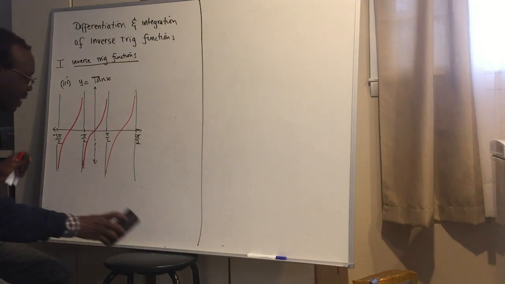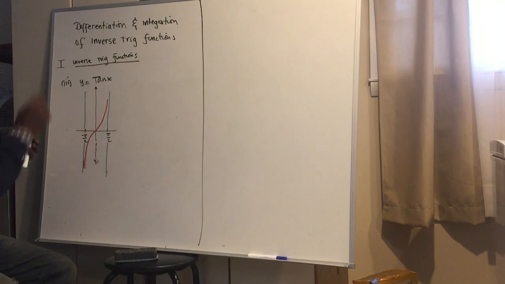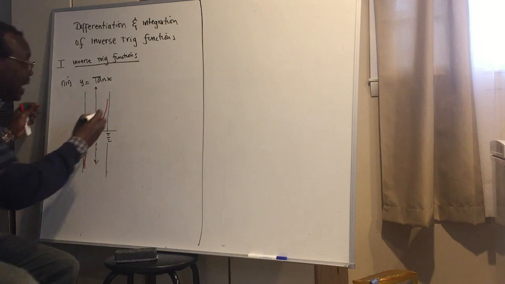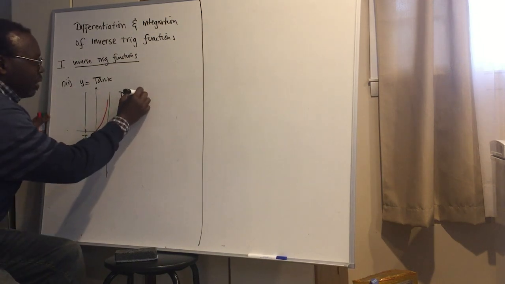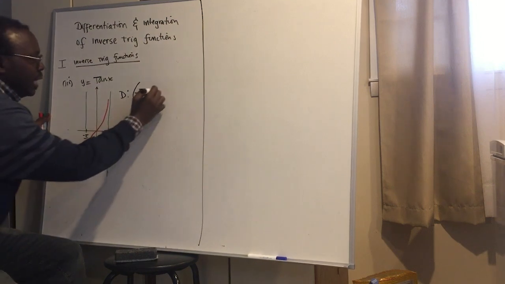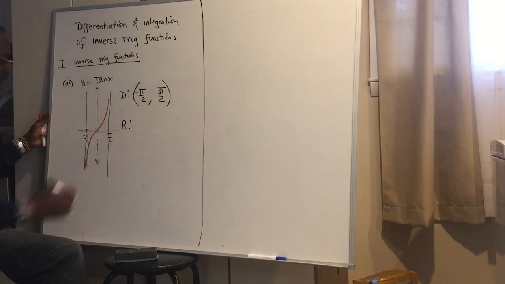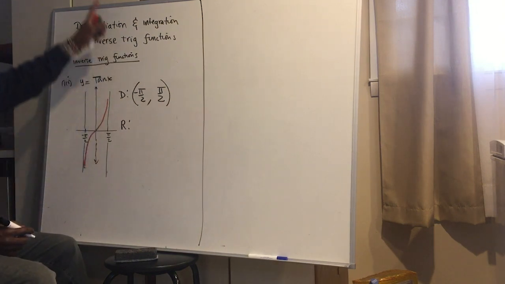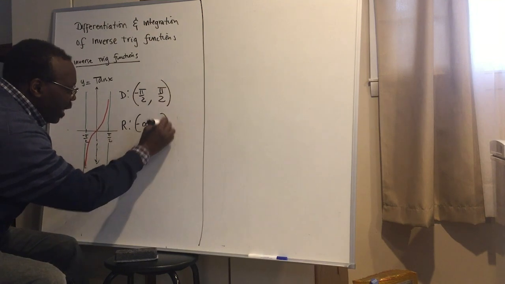Again, just like the others. To do this, there is that part off, and there is that part off. This is the part of the graph that we'll use. This passes the horizontal line test and therefore it's a one-to-one function. Let's talk about the domain of this function first. It's from negative pi over 2, not included, to pi over 2, not included. The range, as you can see, goes all the way up and all the way down. So the range is negative infinity to infinity.